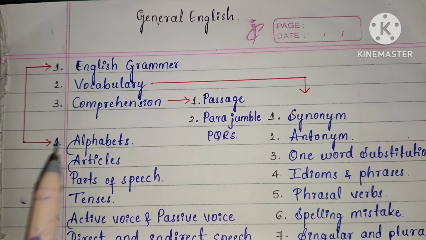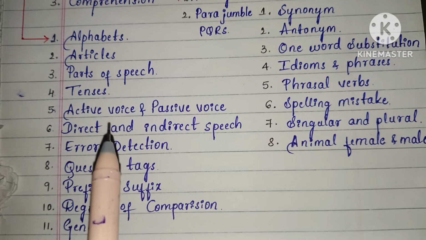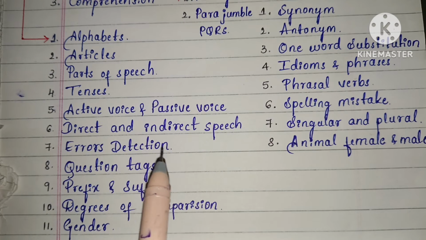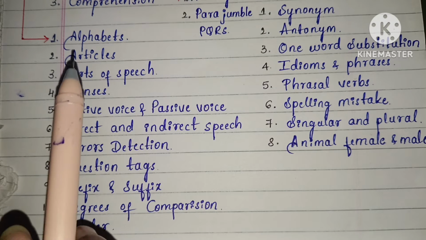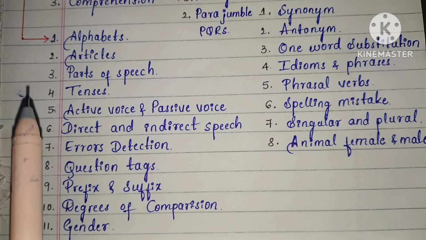First one alphabets, second articles, parts of speech, tenses, active voice and passive voice. Next, direct and indirect speech, error detection, question tag, prefix and suffix, degrees of comparison, genders. These are from alphabet to genders we are completing in English grammar part.